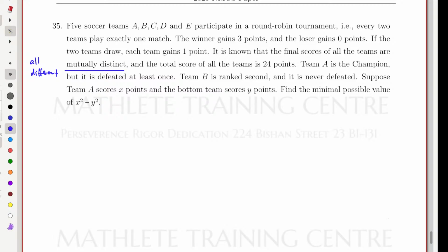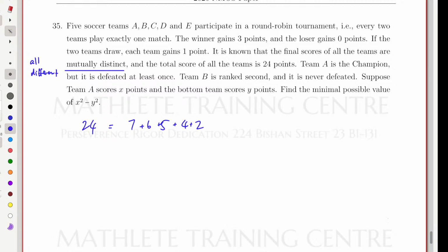If they're all different, what is the one possibility for 24? I noticed that if I have 7, 6, 5, 4, 3, that's 25, then 7, 6, 5, 4, and 2 can give you 24. This is a possibility. Now, is there any other possibility? Yeah, there can be more.